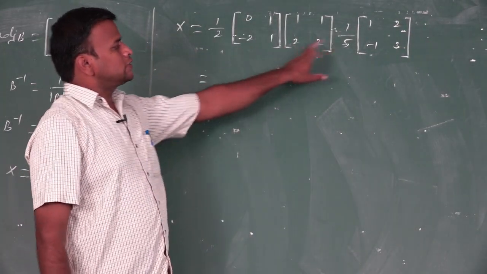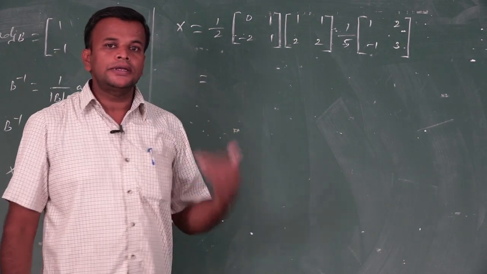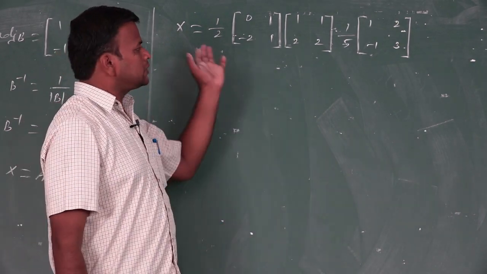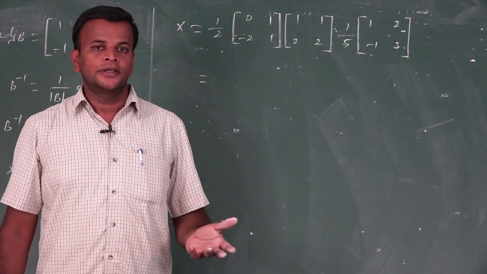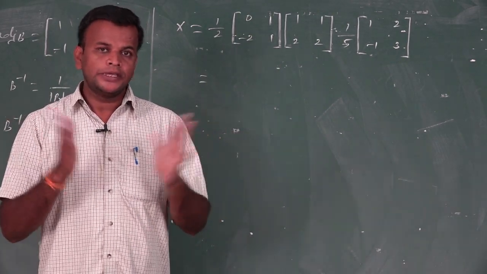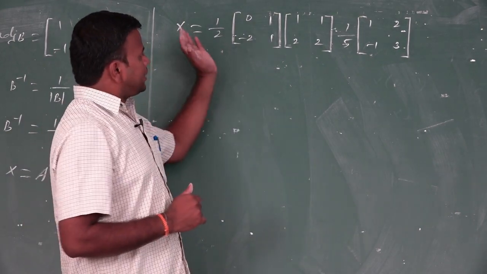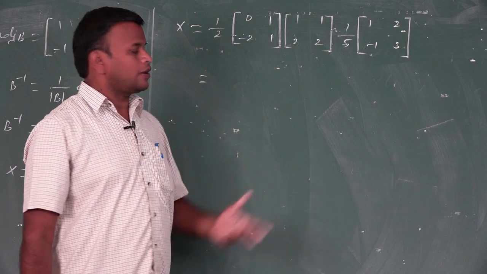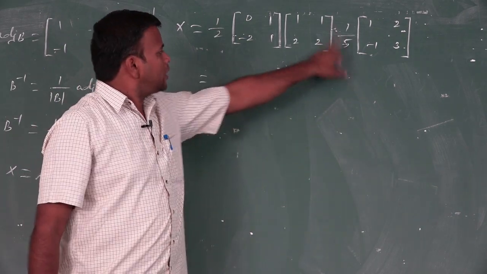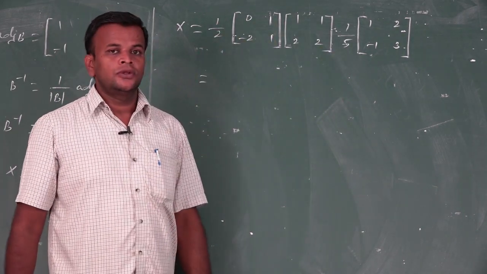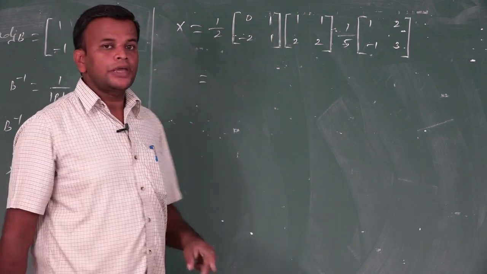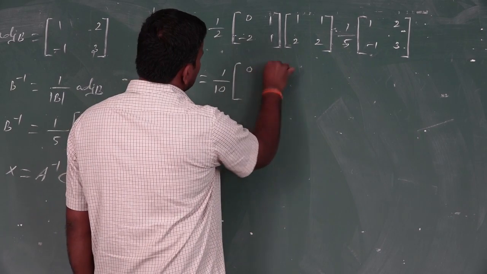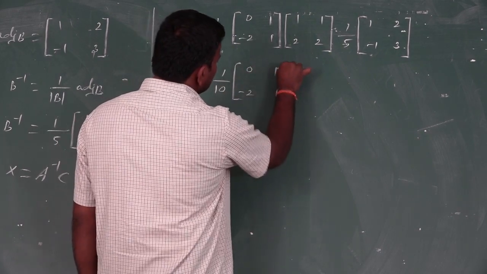Now we multiply these three matrices. You know very well, at a time we can't multiply three matrices. So first we simplify the three matrices into two matrices, and then simplify the two matrices into a single matrix. But the constants outside the matrices we multiply. Outside the matrix, what constants are there? 1 by 5 and 1 by 2. 1 by 2 into 1 by 5 becomes 1 by 10. 0, 1, minus 2, 1.